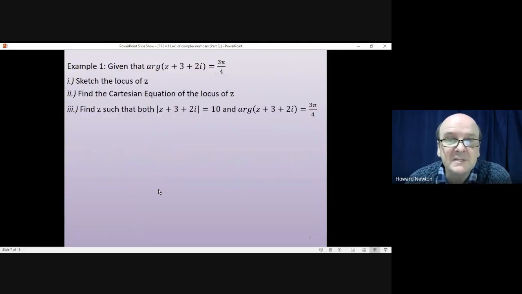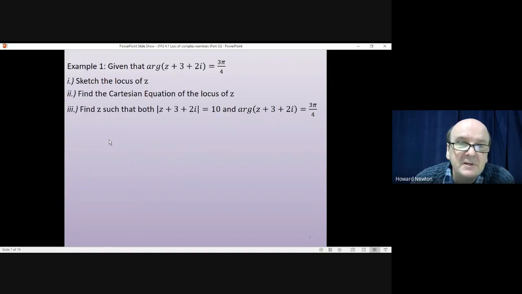Okay, we'll have a look at an example. It says, given that the argument of z plus 3 plus 2i is equal to 3 pi by 4, first of all, sketch the locus, then find the Cartesian equation of the locus, and then try and find z such that both of these things are true. And the first thing you need to be careful with is this isn't written in the standard form. The standard form should have z minus a complex number. Anyway, I'll let you have a go yourselves first. So pause the video, have a go, and then come back to me again when you're ready.